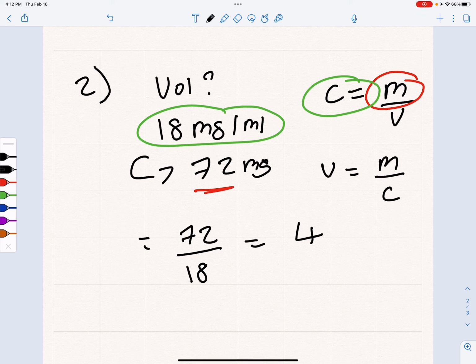And again, keep an eye on the units. In this case, milliliters is going to be the unit. So 4 milliliters. So 4 milliliters would give us a final mass of 72 milligrams using a concentration of 18 milligrams per milliliter.